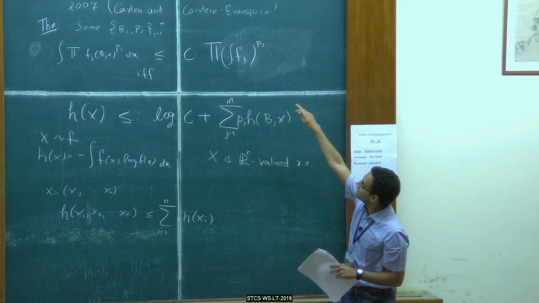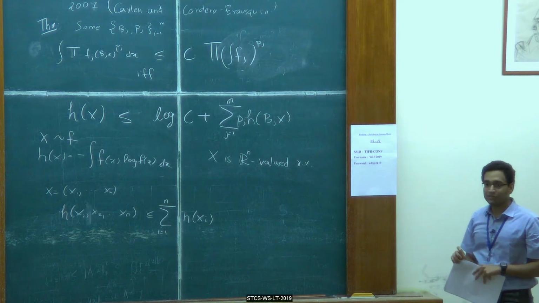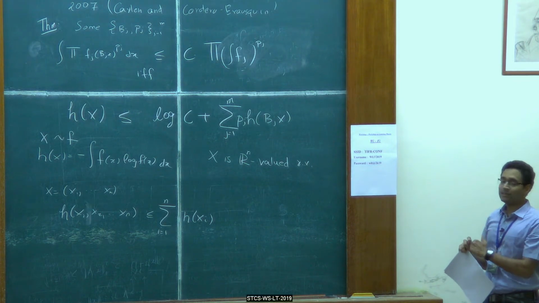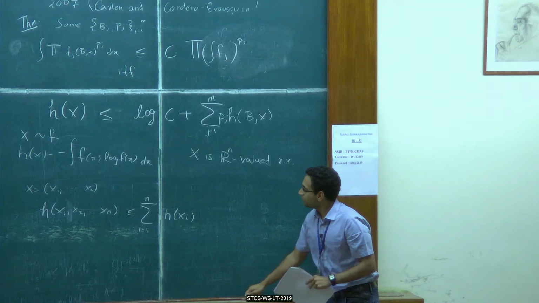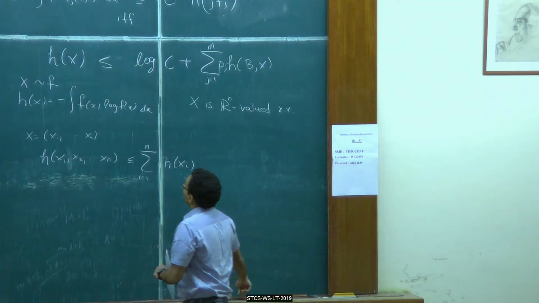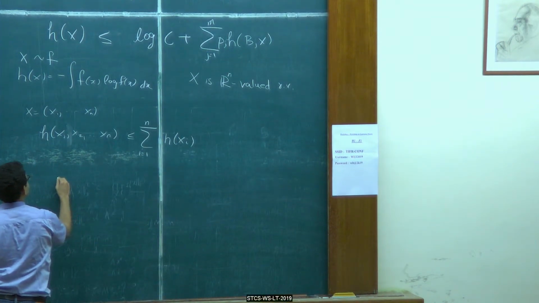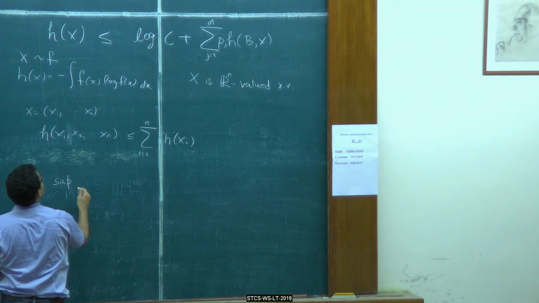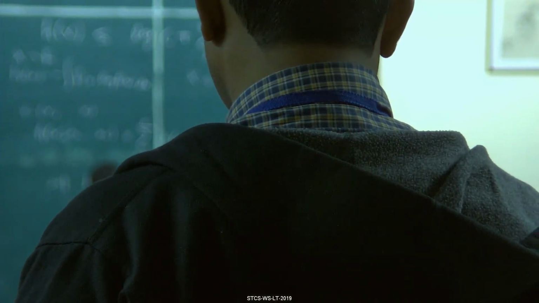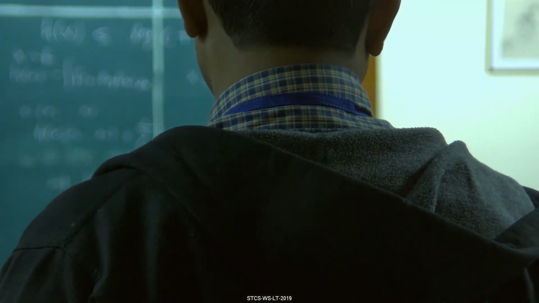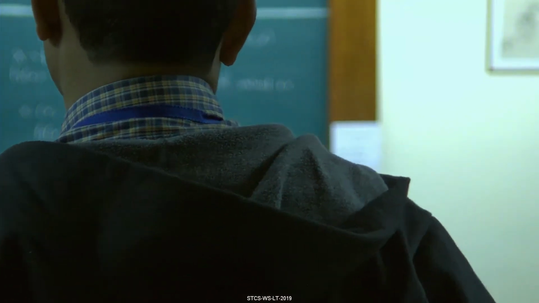On the top I said that it is enough to consider only Gaussian functions fj to find the value of c. The information theoretic counterpart is that if you're trying to solve this optimization problem, where you're trying to find c, you want to find the supremum of h of x minus the sum of pj h of bj x.